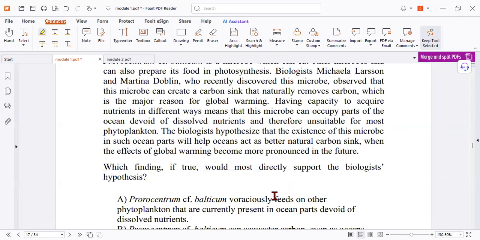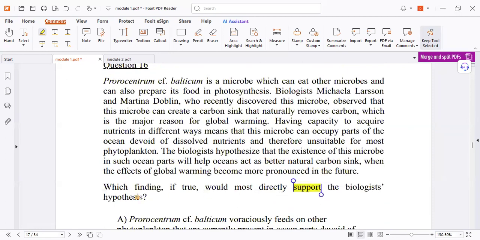Now, number 16. Number 16, I chose C. Now the letter C, but let's read again. This is very hard. No, very easy, try.